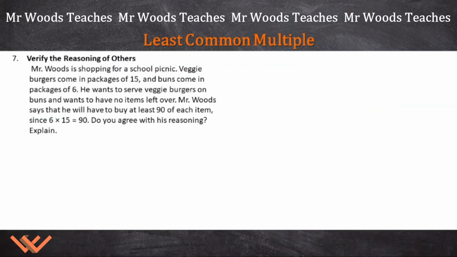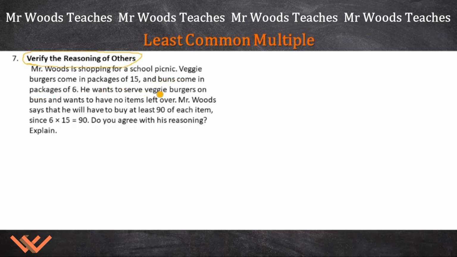Least common multiple. Now let's look at a word problem with this. It says here, verify the reasoning of others. What does this mean right here? Verify the reasoning of others. I'm going to come back to that. Let's read this. Mr. Woods is shopping for a school picnic. Veggie burgers come in packages of 15 and buns come in packages of 6.